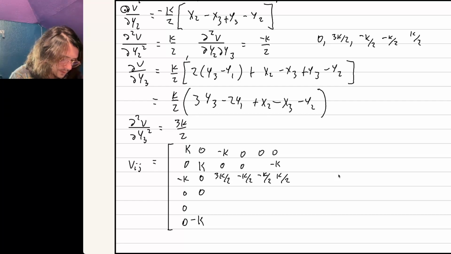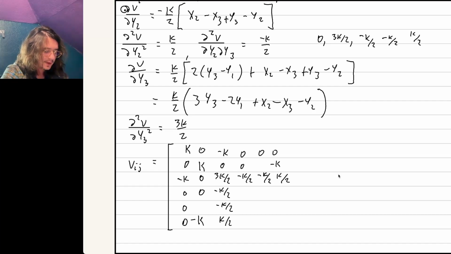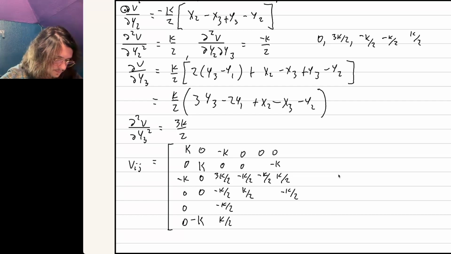Okay, so this is 0. This is minus k over 2. This is minus k over 2. This is k over 2. Still don't know what's going on in there. Then the y2 stuff, which was k over 2, minus k over 2 here. So minus k over 2 here.